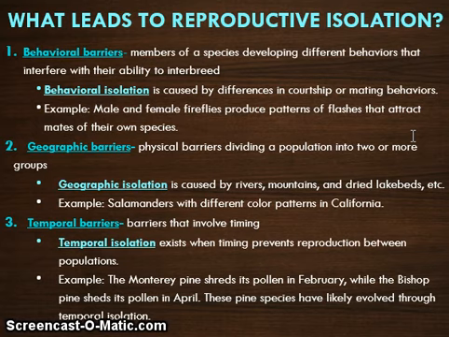So the example is male and female fireflies will produce patterns of flashes that attract mates of their own species, and if they don't do the right patterns of flashes, then the female will be uninterested.